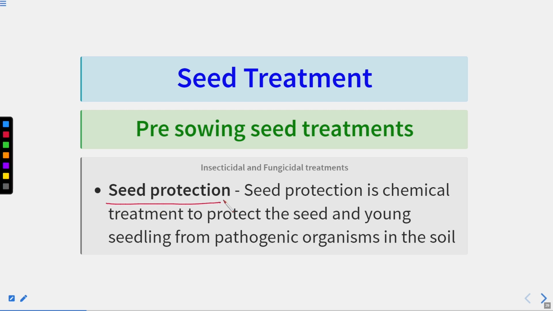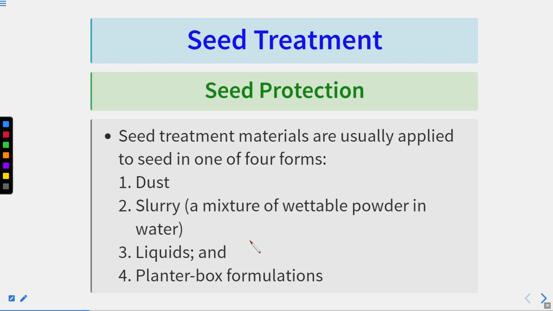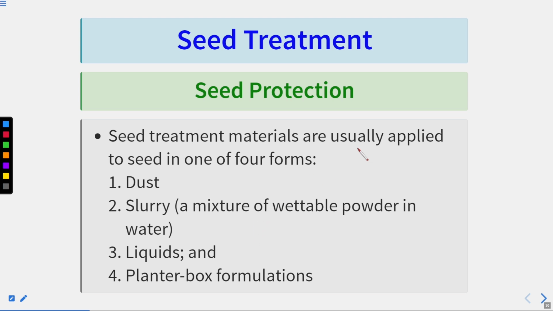Seed protection is the chemical treatment to protect the seed and young seedling from the pathogenic organisms in the soil. So there are so many types of pathogenic organisms that are present in the soil, right? So seed protection is the chemical treatment to protect the seed and young seedling from the pathogenic organisms present in the soil. Seed treatment materials are usually applied to seeds in one of four forms.